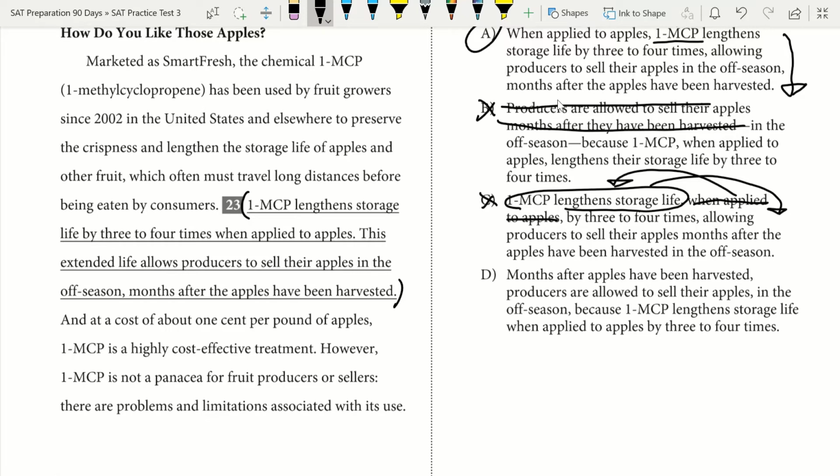D: months after the apples have been harvested, producers are allowed to sell their apples. Once again, that's out of order as well.